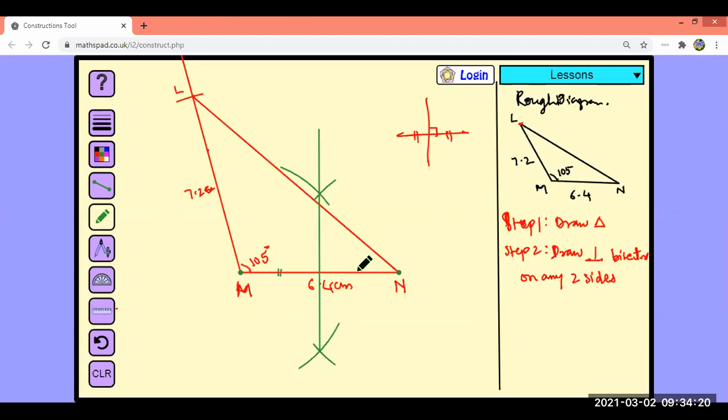Okay, so we have got perpendicular bisector. What will be the next step? To draw perpendicular bisector on this line, which is LM. So now we are going to draw perpendicular bisector on LM.